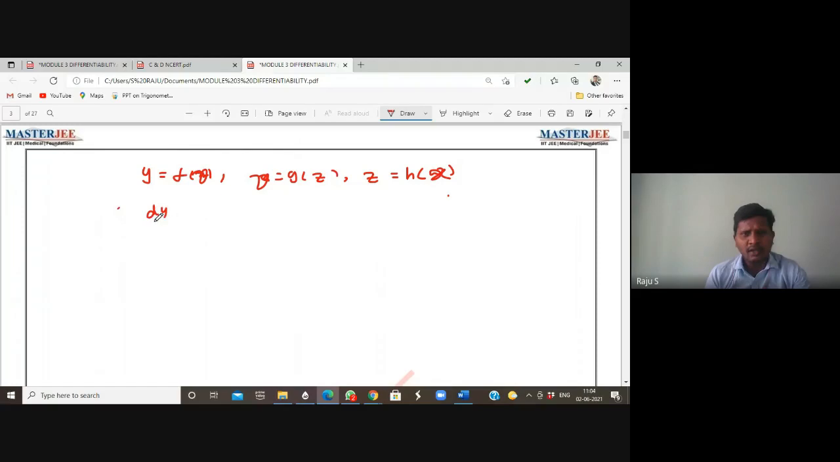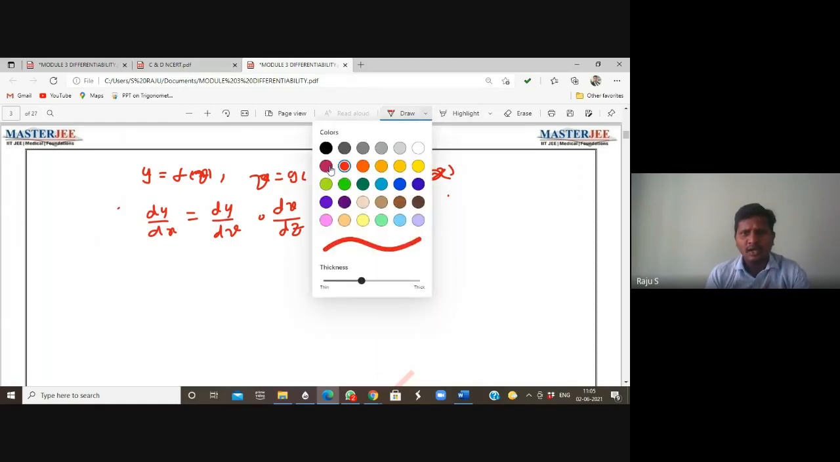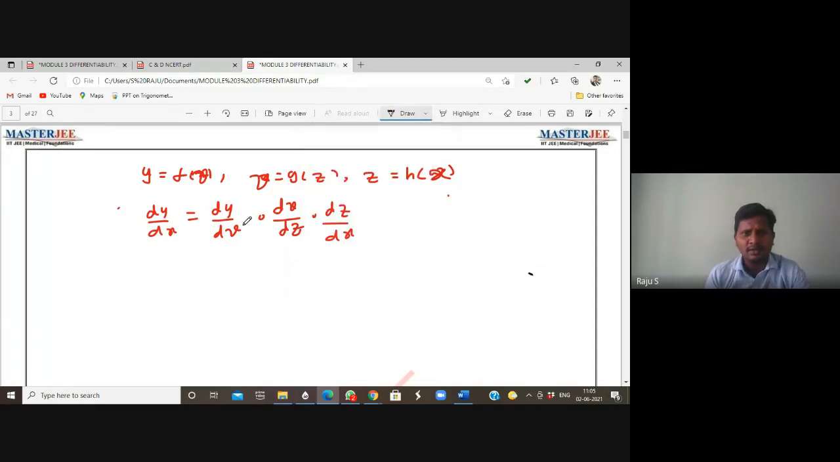So I want to find dy by dx. Dy by dx means y is a function in terms of v, that is dy by dv we can find, into dv by dz, since v is a function in terms of z, and here z is a function of x. So finally we are going to get again dy by dx. Observe here, dv dv cancel, dz dz cancel. So finally we are going to get dy by dx alone.